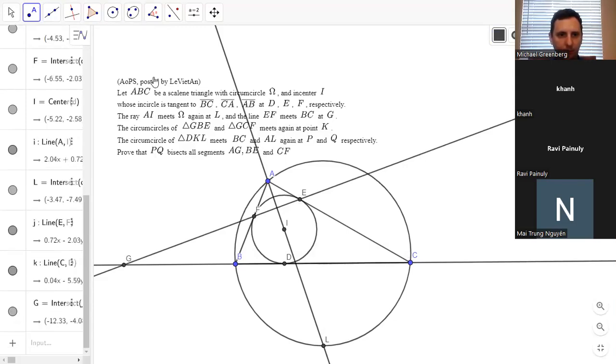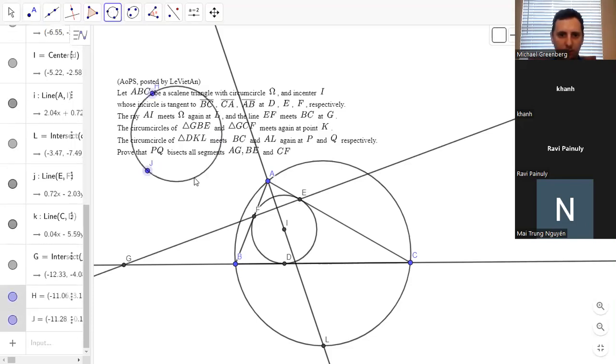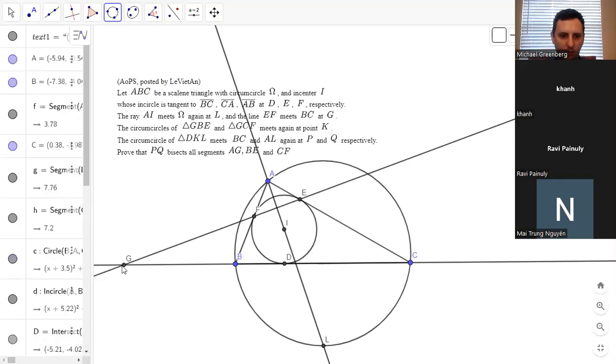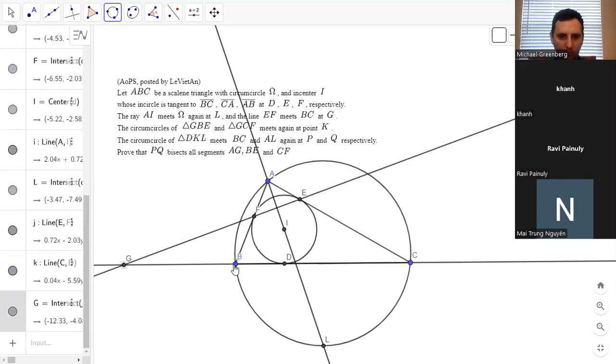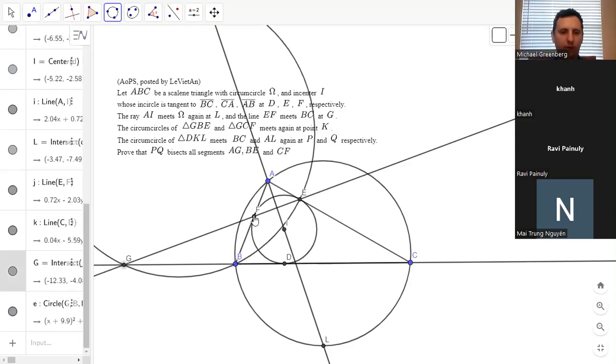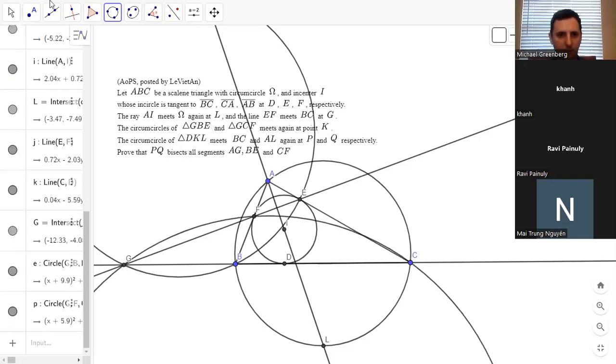Then we draw the circumcircles of GBE and GCF. Oops. So those triangles are similar, right? GBE and GCF. Actually, I'm not sure about that. No, I don't think they are. But they meet at a point K.